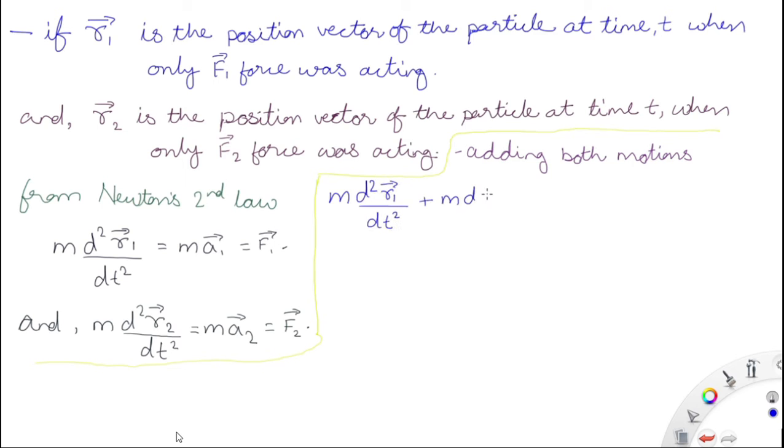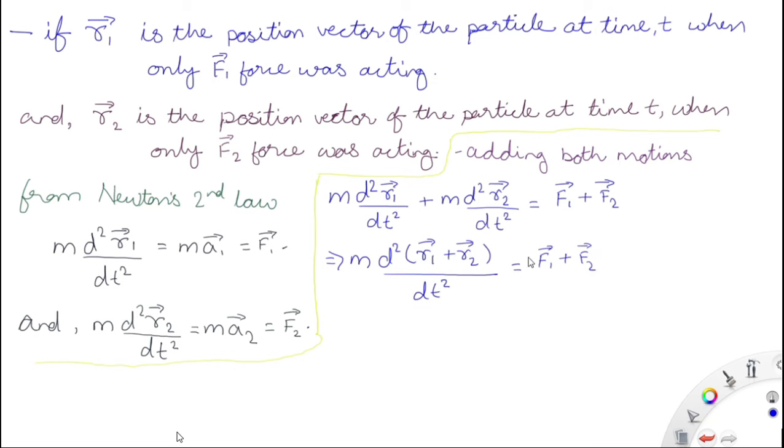Now we are compositing, meaning we are adding two simple harmonic motions. So we add these two motions. These are the equations of motion: this one is under force F1, and this is the equation of motion under force F2, and both F1 and F2 produce simple harmonic motion. So we are adding both equations.